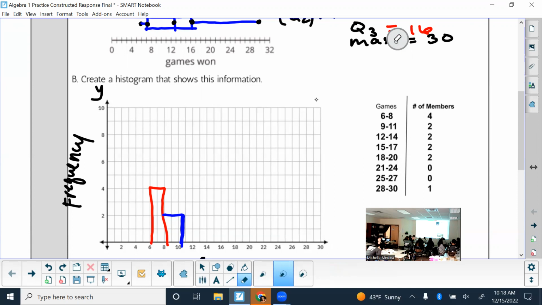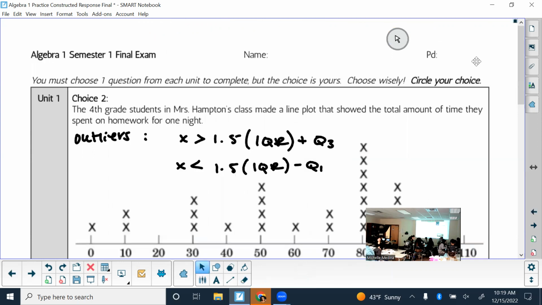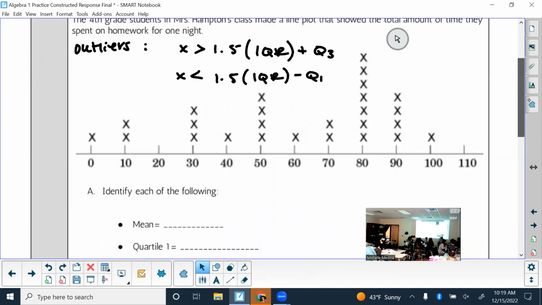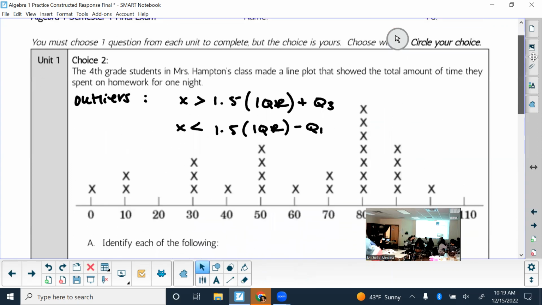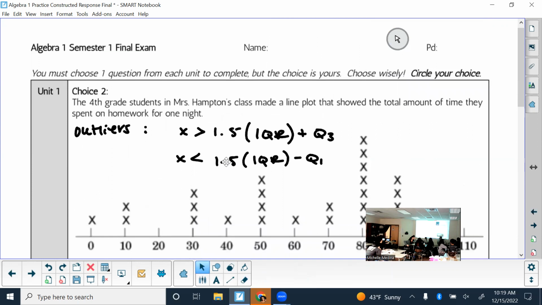All right, any other questions about this, about any of the reviews? So you guys know how to find mean, median, standard deviation, quartiles, interquartile range. You know how to determine if something's an outlier or not. Okay, so how do you find an outlier? There's a specific formula you use.